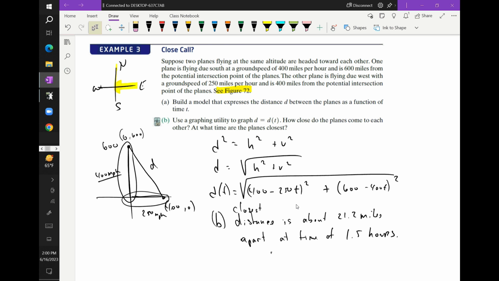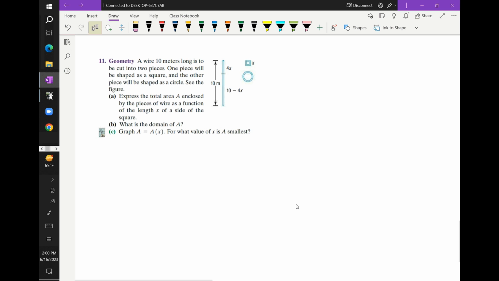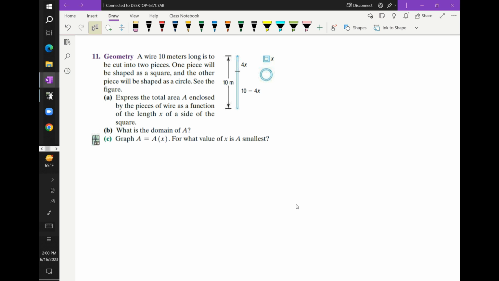Okay. Last example in this section, geometry question here, kind of category. Let's say we have a wire that's 10 meters long. It's going to be cut into 2 pieces. One piece will be shaped into a square, and the other would be shaped as a circle. Take a look at the figure here.